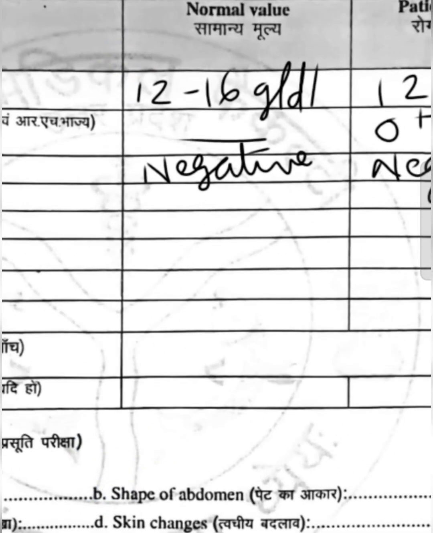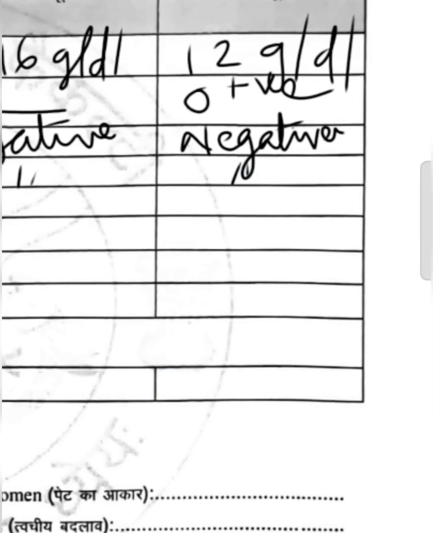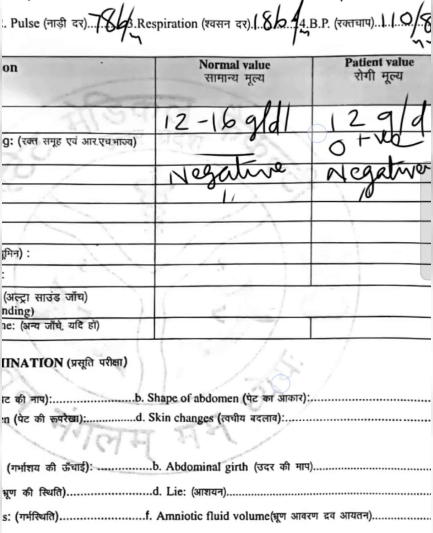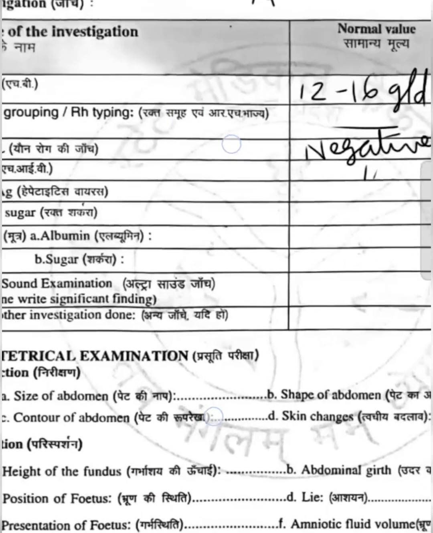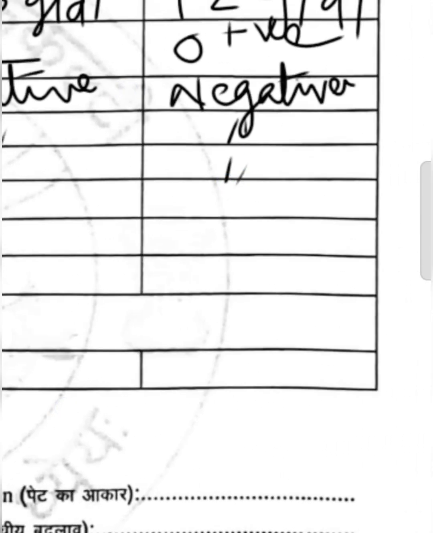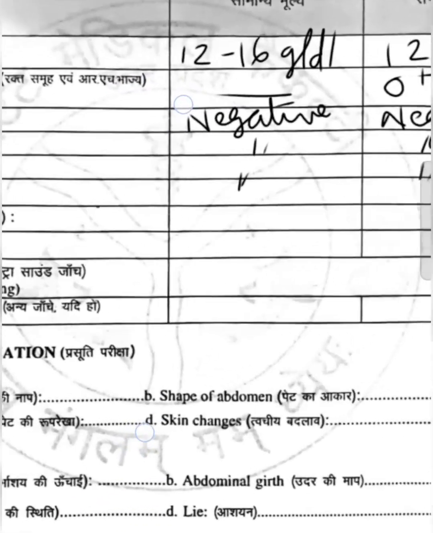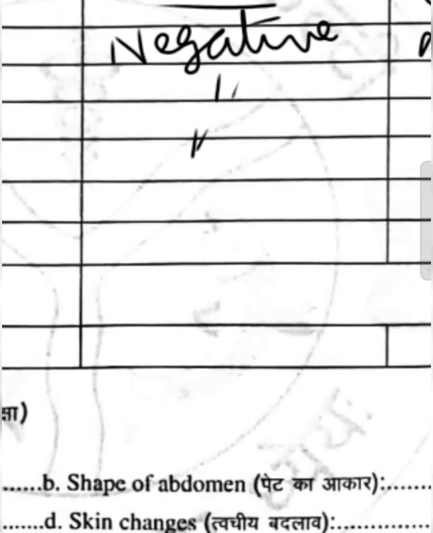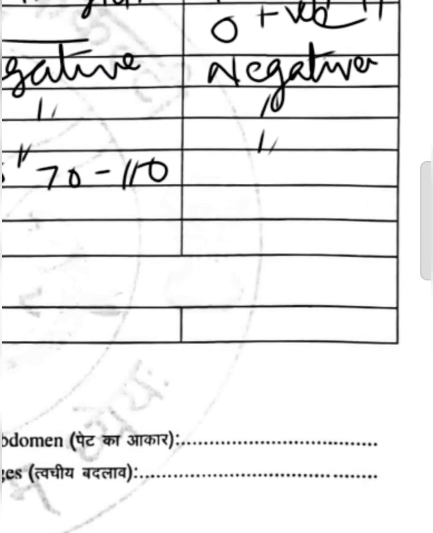HIV also is negative, and the patient is also negative. Next one is HBsAg. Here also the normal value is negative and our patient is also negative. Next one is blood sugar level. Normally the fasting blood sugar level is 70 to 110, and our patient also has a normal blood sugar level.